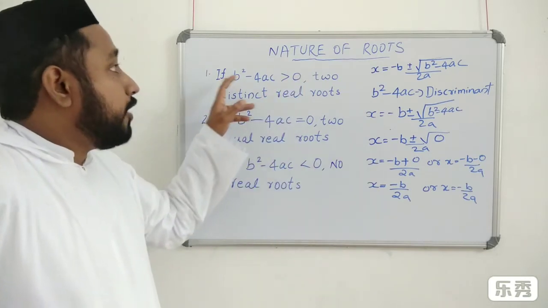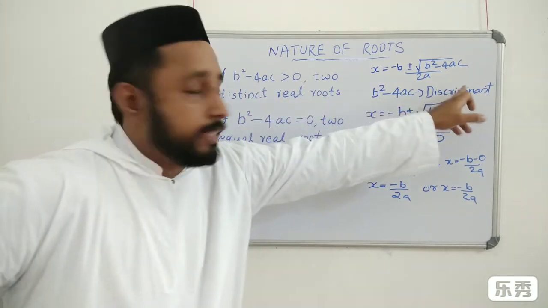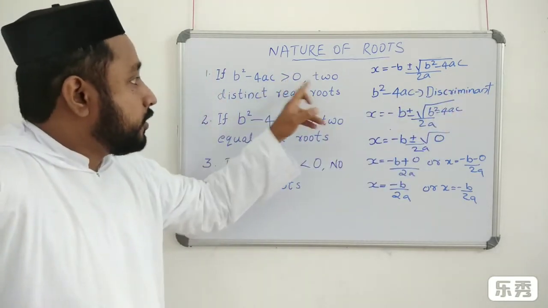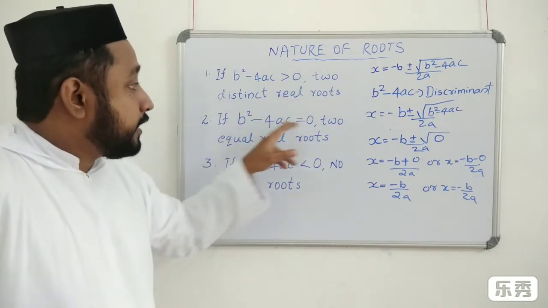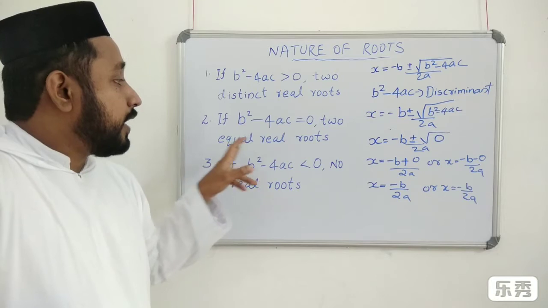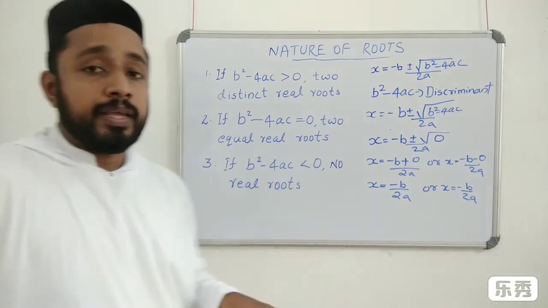The first condition: b² − 4ac means discriminant. If the discriminant is greater than 0, two distinct real roots. If the discriminant is equal to 0, the two roots are equal. If the discriminant is less than 0, no real roots.